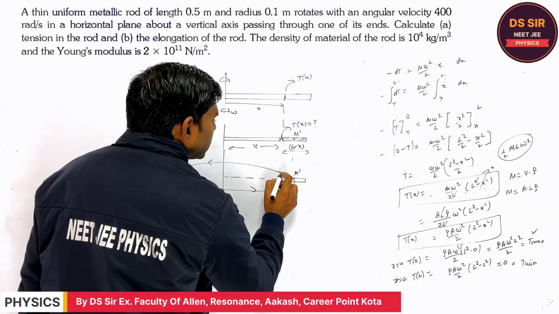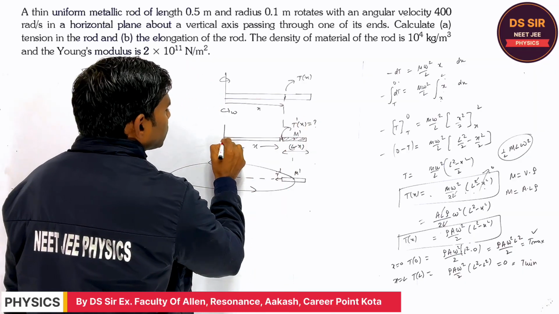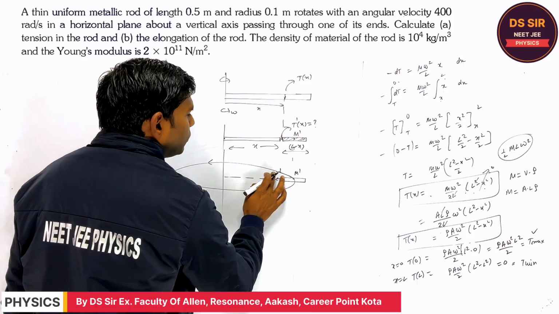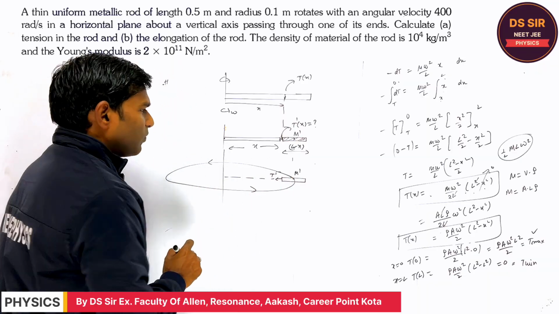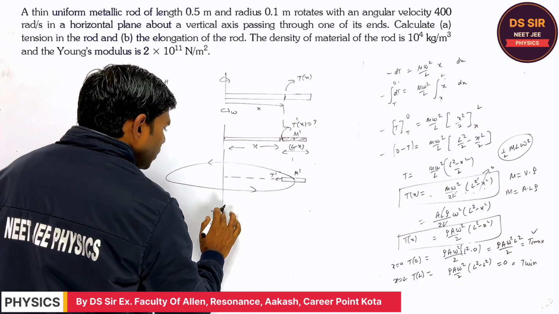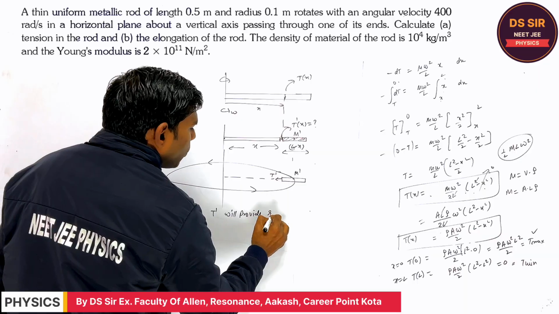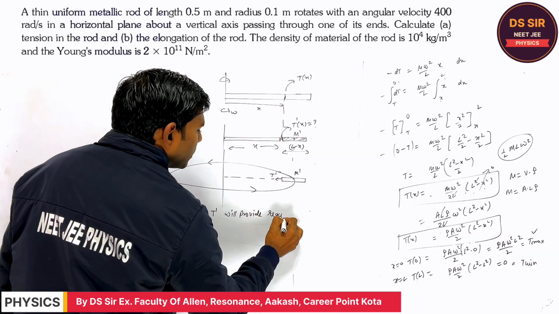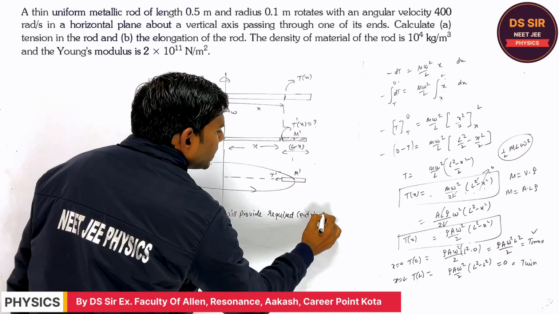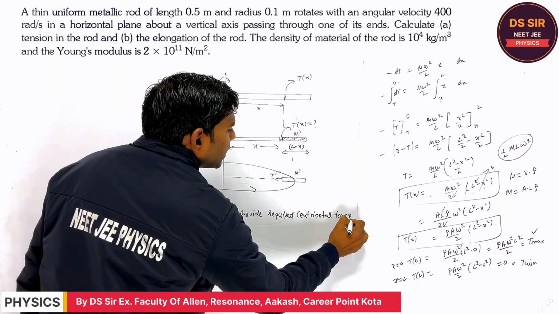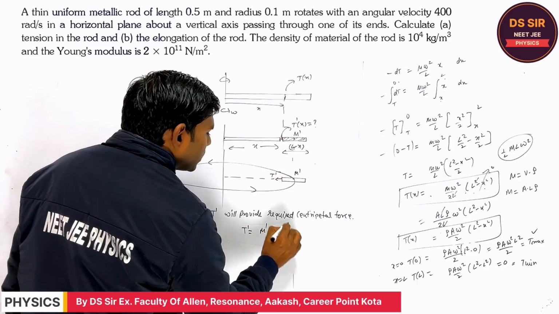Suppose this is T dash. The T was here, which we have found. So this T dash will provide the required centripetal force. Are you getting or not? So what is the T dash? Say m dash r omega square.